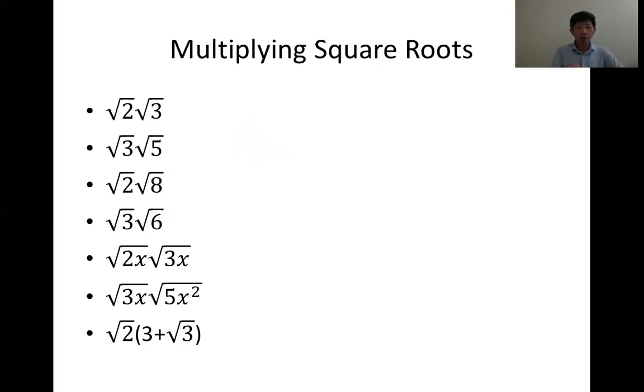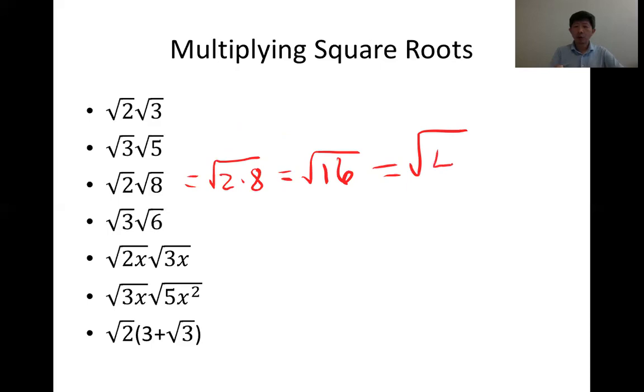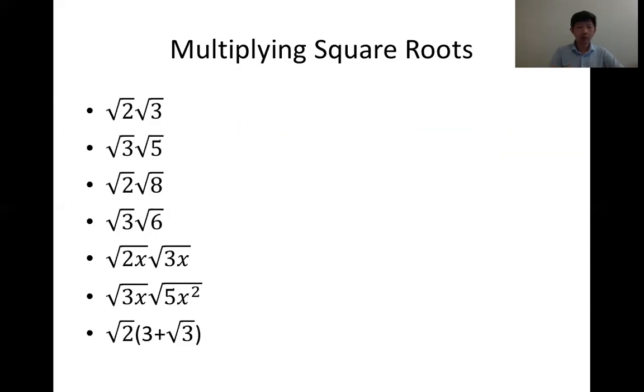Now what about this one? Square root of 2 times square root of 8 is square root of 16, which is a what? 4 squared, right? Square root of 4 squared. So the answer will be 4. Next.